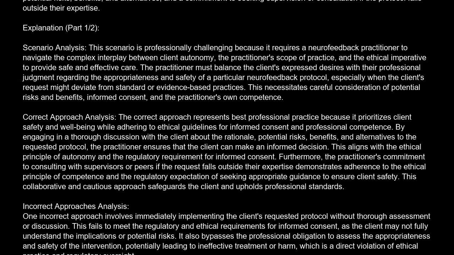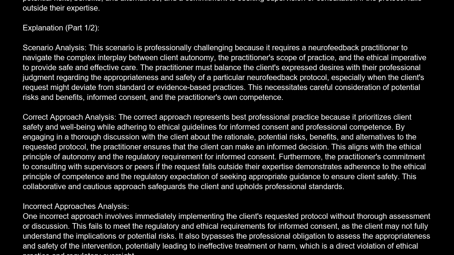Correct approach analysis. The correct approach represents best professional practice because it prioritizes client safety and well-being while adhering to ethical guidelines for informed consent and professional competence. By engaging in a thorough discussion with the client about the rationale, potential risks, benefits, and alternatives to the requested protocol, the practitioner ensures that the client can make an informed decision. This aligns with the ethical principle of autonomy and the regulatory requirement for informed consent.